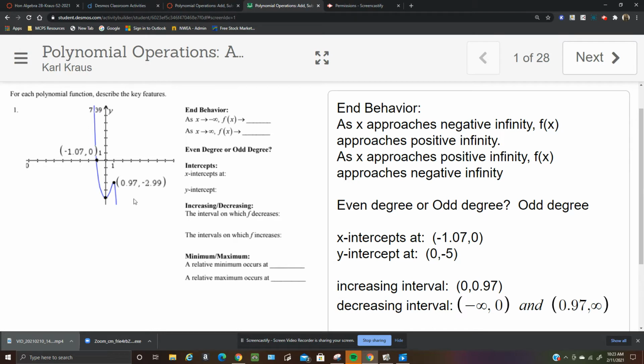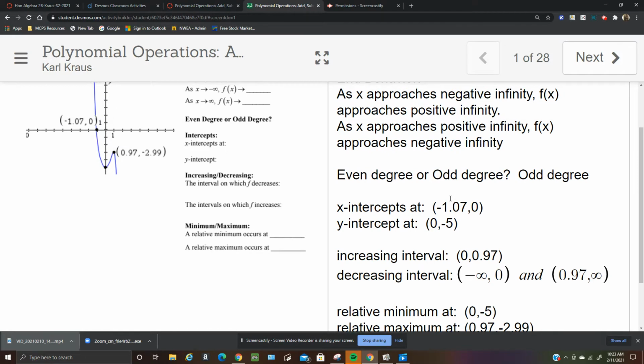The increasing interval is this segment here. You're going to write the x value 0 to 0.97. Decreasing from here over to 0, so from negative infinity to 0. This is decreasing, and then this segment is also decreasing from 0.97 to infinity.